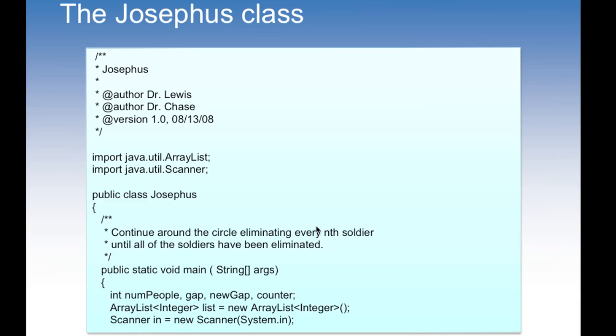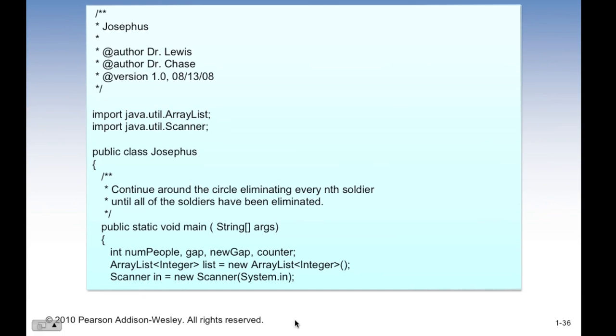Alright, so we're going to use an array list, and we're also going to look at the Scanner class again to take the input in. So we've got our class here, Josephus, if I can say that right. Anyway, continue around the circle, eliminating every nth soldier. Now we're going to have soldiers here instead of people, until all of the soldiers have been eliminated. I guess you can call this a firing squad.